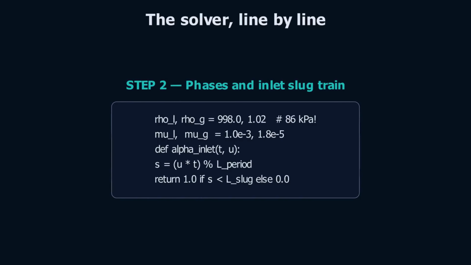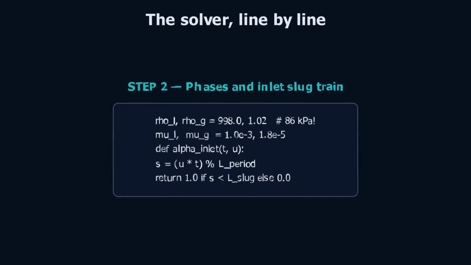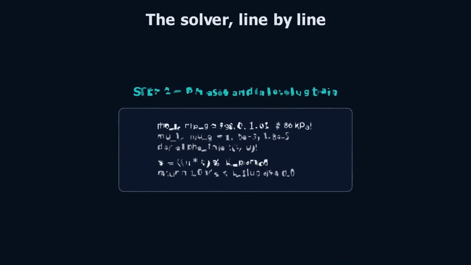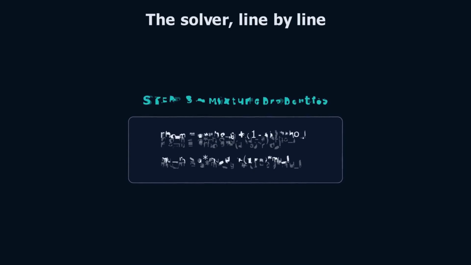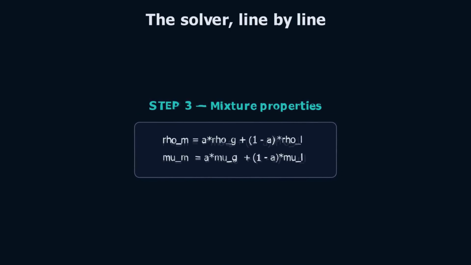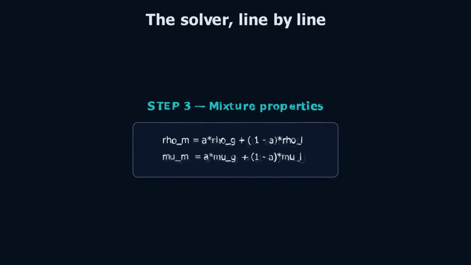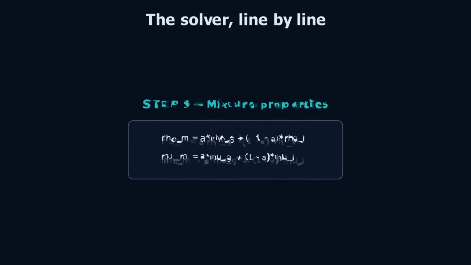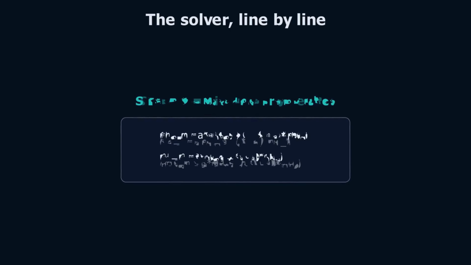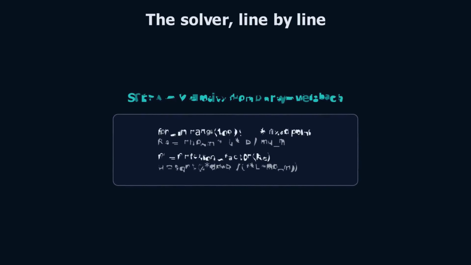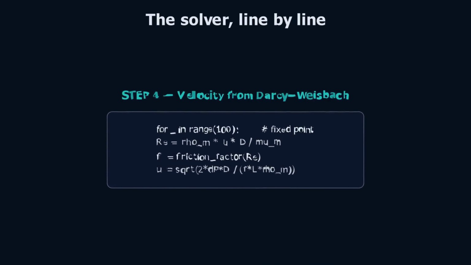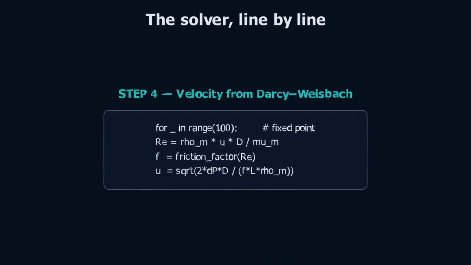Step 3, the mixture laws we derived earlier, transcribed exactly. Volume-weighted density, volume-weighted viscosity. When the derivation is honest, the code is boring. And boring code is correct code. Step 4, the velocity, and here is the subtlety. Friction depends on the Reynolds number, but Reynolds depends on the velocity we are trying to find. Chicken and egg. So we iterate: guess u, compute Reynolds, get the friction factor from Haaland's explicit formula, solve Darcy-Weisbach for a better u, repeat.